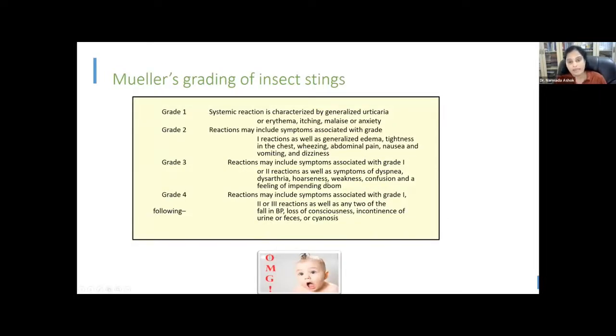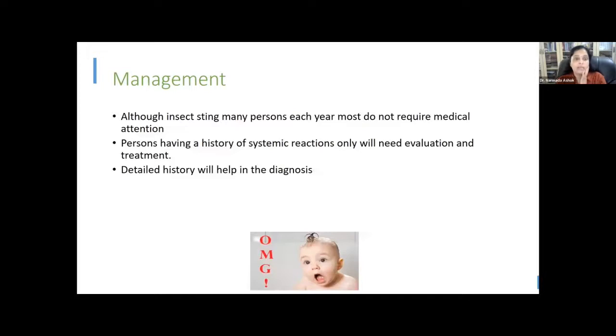So grade 4, generally, is something we are already seeing. Grade 1 is only urticaria, whereas grade 2 involves 2 or 3 systems. But grade 4 is when there is a fall in BP, loss of consciousness, and incontinence or cyanosis. This is a life-threatening emergency. So the management depends on what type of reaction people have. A local reaction requires management only for pain relief, whereas with a systemic reaction, as the severity increases, they may need emergency and aggressive management.